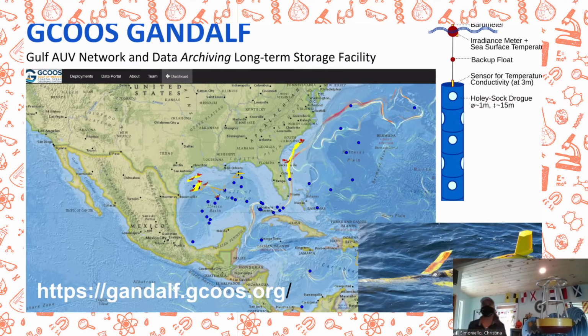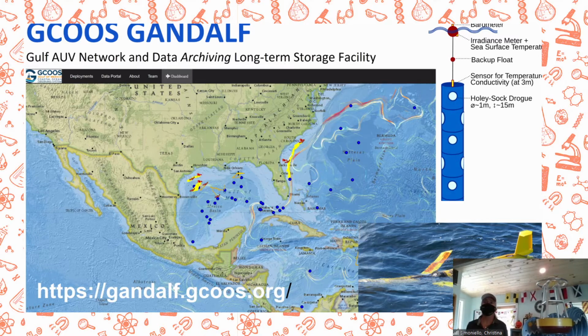I'm back. As Abby said, buoys are just one platform that we put sensors on to observe the ocean. Gliders and drogues are a couple different platforms. The kind of information that you get depends on the sensors that you put on these floating platforms. GCOOS has a platform called Gandalf, for those of you who are fans of Lord of the Rings and The Hobbit.